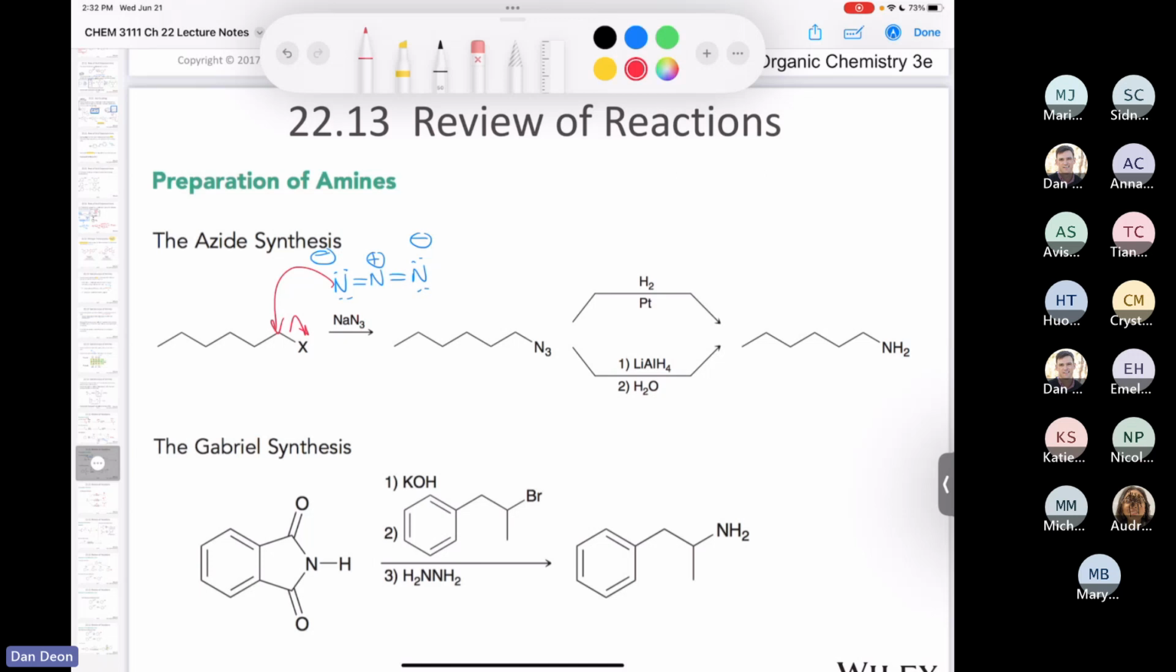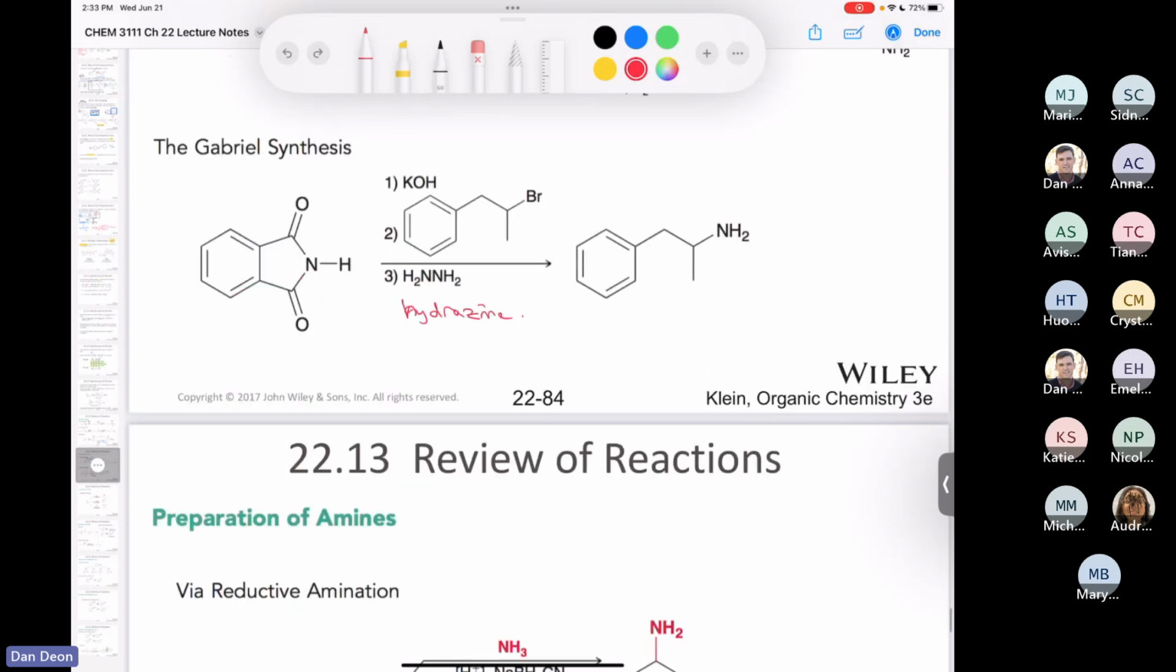Then we went over the Gabriel synthesis, which is really an improvement over the azide synthesis because azides can be highly reactive. So you use phthalimide, and you treat that with potassium hydroxide. That does an SN2. And then you treat that with hydrazine. So this is hydrazine. And that's really the best way to make the amine, because if you hydrolyze it in acid, then you have to do a second step, which is basify.